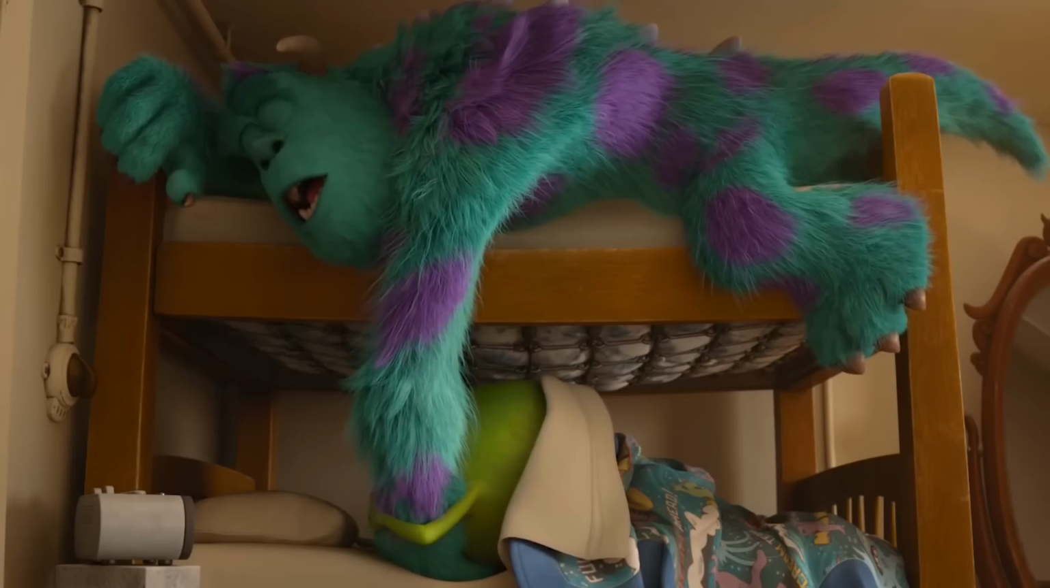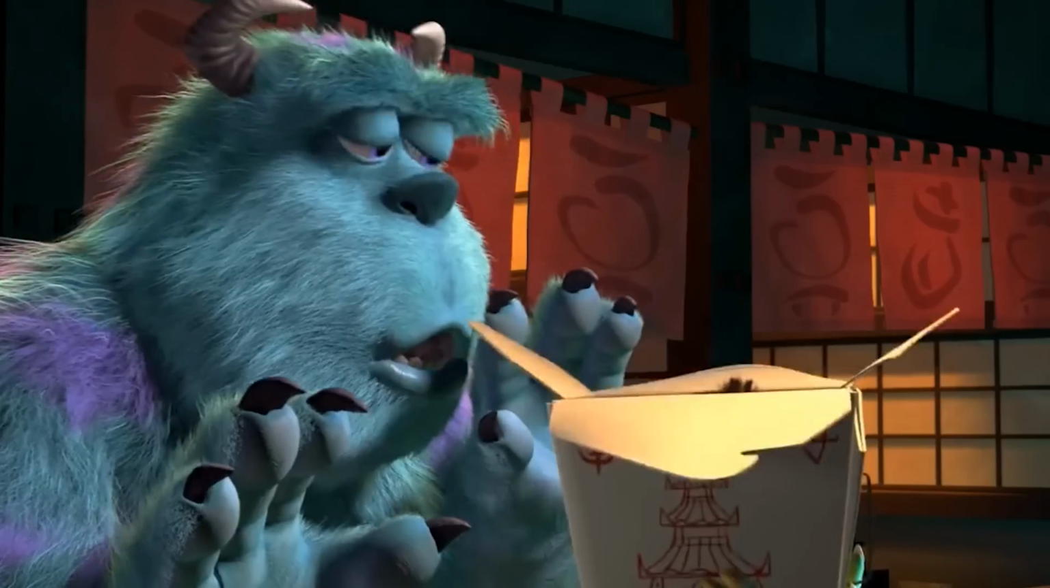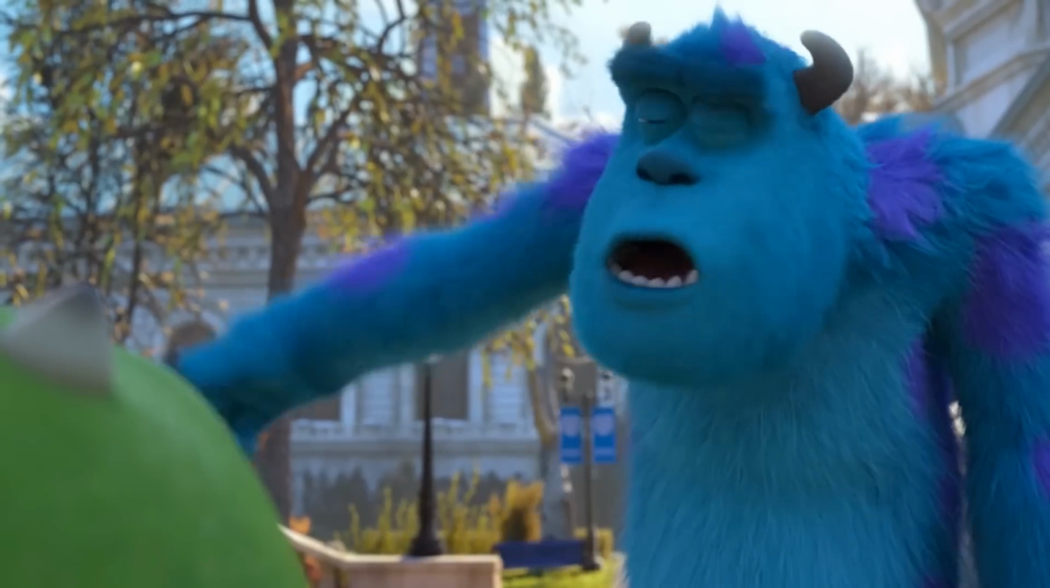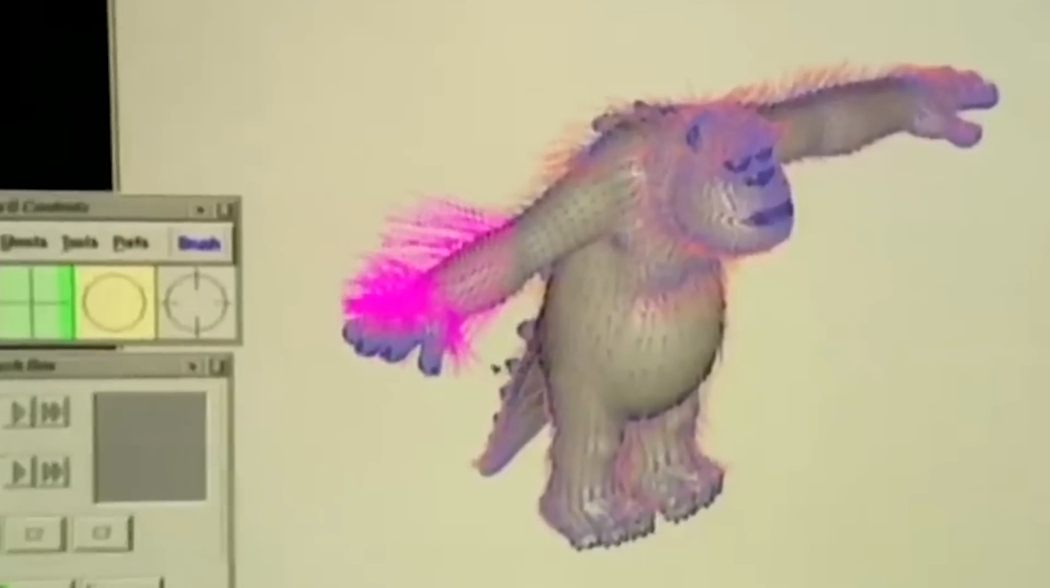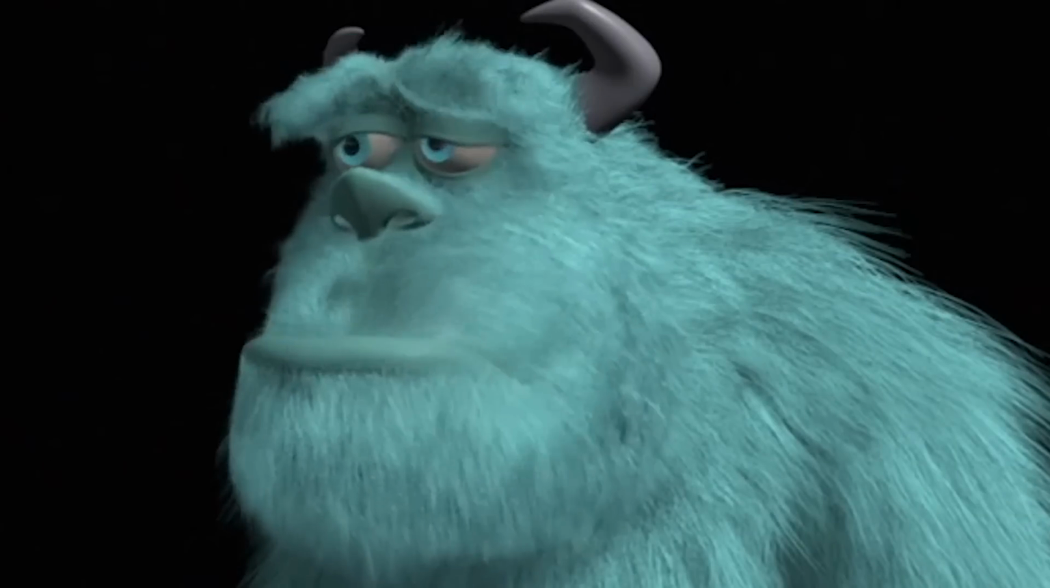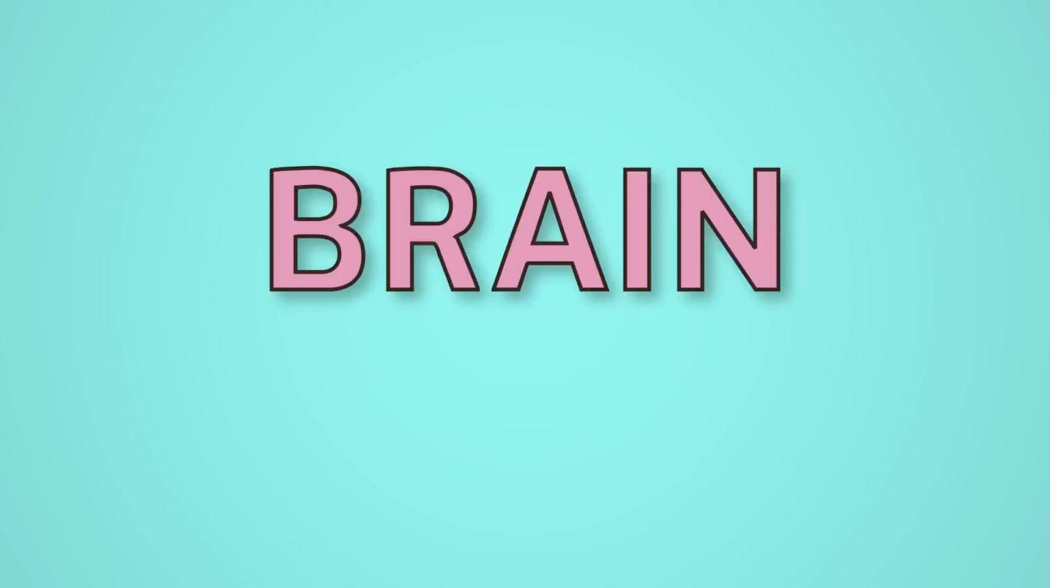For example, Sully from Monsters, Inc. in the original 2001 movie already looked pretty cool. But in the prequel, which came out in 2013, his hair is even more believable. A small piece of trivia: about 5.5 million hairs were drawn on the monster's body, 5 times more than in the first film. No wonder it took over 24 hours to render each frame of Monsters University.